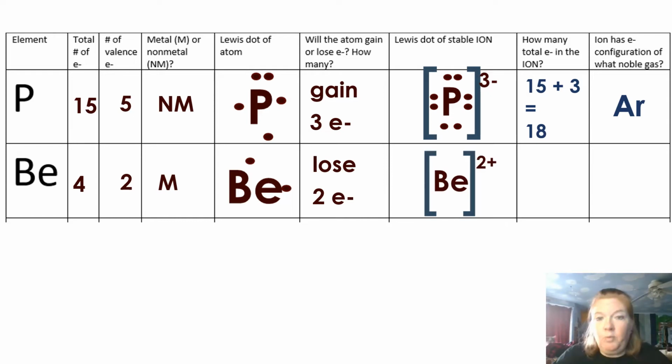So when I draw it, I lost those 2 electrons. I don't put those dots anymore. I put brackets, and then I put the charge. How do I know the charge is 2 positive? Well, I could look it up on the periodic table, but also I have 4 protons. And since I lost 2 electrons, now I have 2 electrons. That gives me a 2 positive charge. So what noble gas does the beryllium ion have an electron configuration that matches? Well, helium, because helium is the noble gas with 2 electrons.